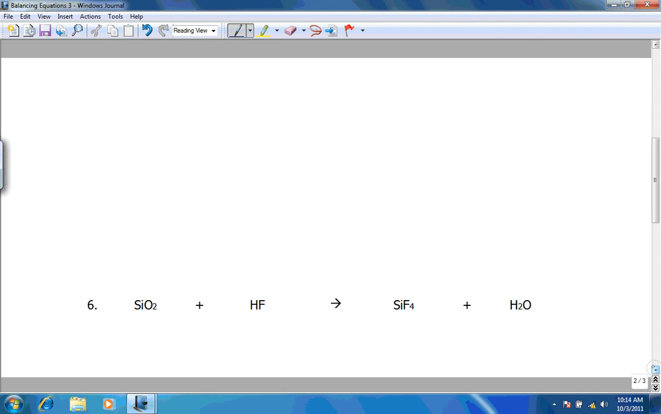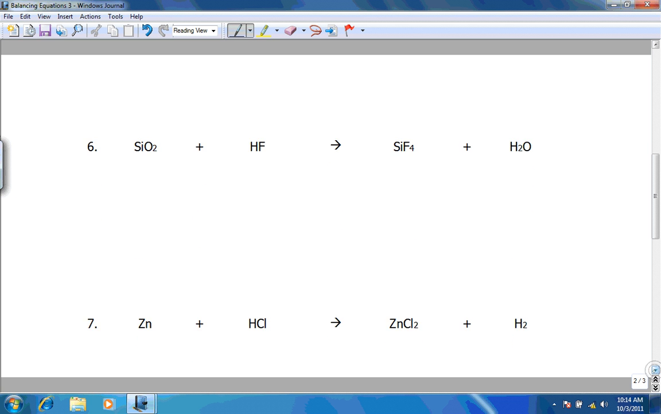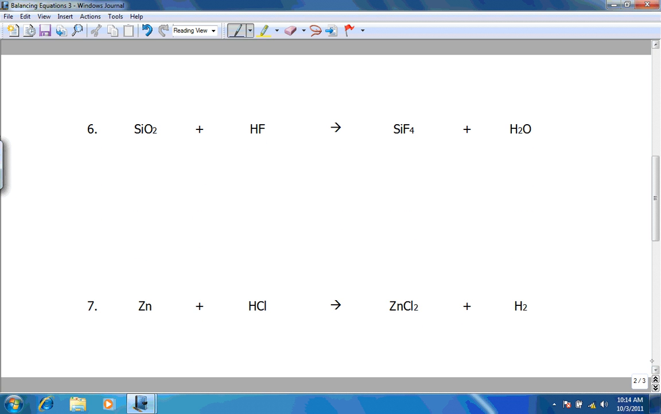Okay, we are now going to do number 6 through 10 on the third balancing equations worksheet. First thing we're going to do is write down all of our elements. We have silicon, oxygen, hydrogen, and fluorine. Silicon, we have 1 on the left and 1 on the right. Oxygen, we have 2 on the left and 1 on the right. Hydrogen, we have 1 on the left and 2 on the right. And fluorine, we have 1 on the left and 4 on the right.